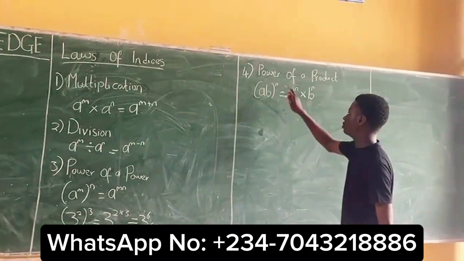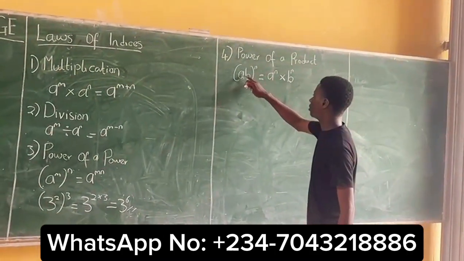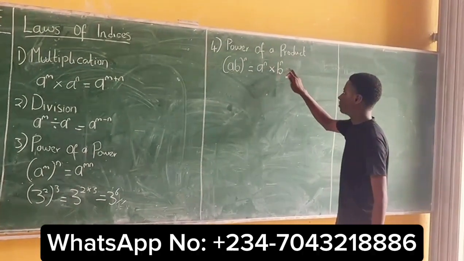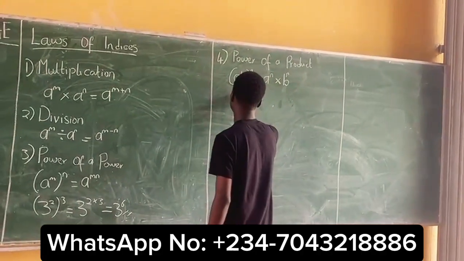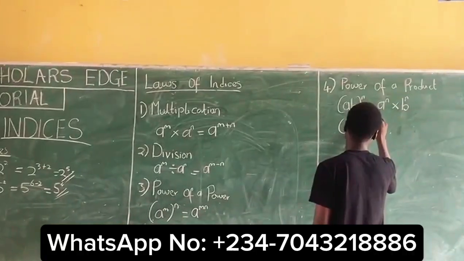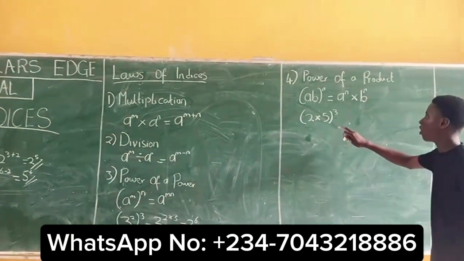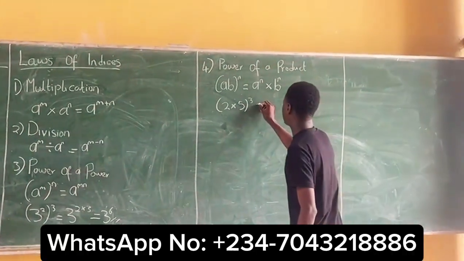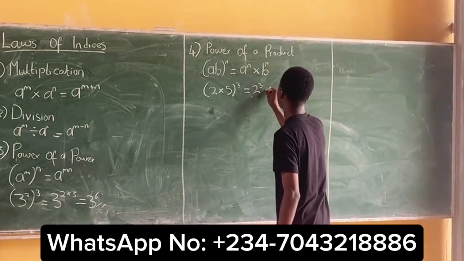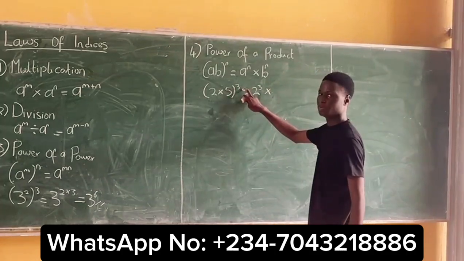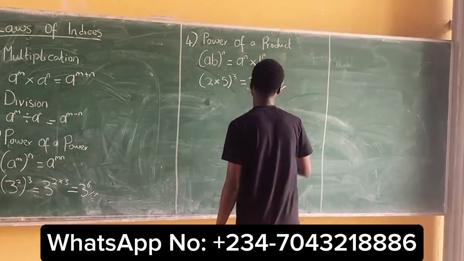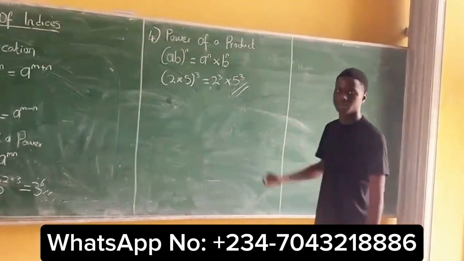It is like you share this man into 2. This man takes his own share, and then this man takes his own share. So a to the power of n multiplied by b to the power of n. Looking at an example, we have 2 times 5, all raised to the power of 3. What you have to do is 2 raised to the power of 3 multiplied by 5 raised to the power of 3. So this is your final answer.